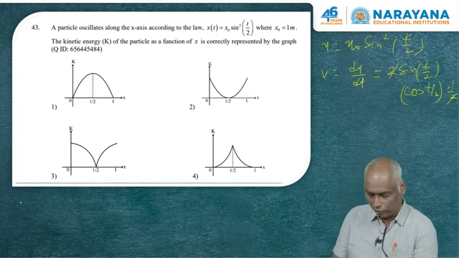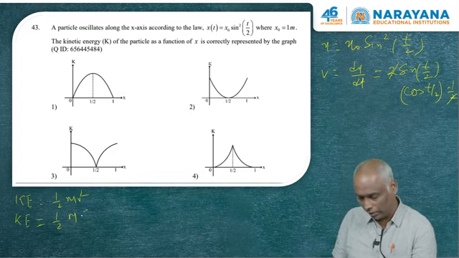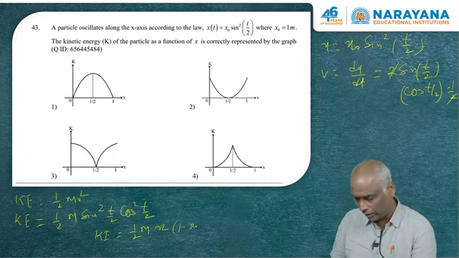After this, if you want to find the kinetic energy, then kinetic energy is given by half mv square. So kinetic energy becomes half m, and when I square v, we get sine square t by 2 into cos square t by 2. Converting this equation in terms of x, we get half m into sine square t by 2, which is nothing but x because x naught is 1, whereas cos square t by 2 is going to be 1 minus x.